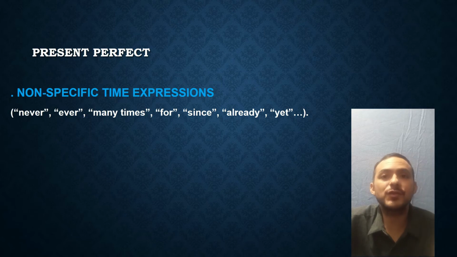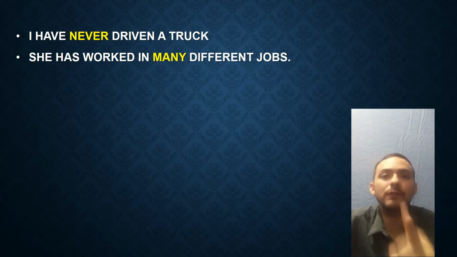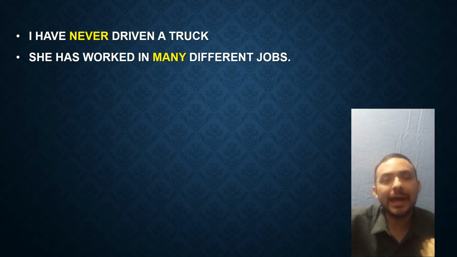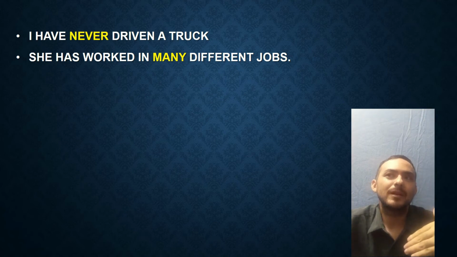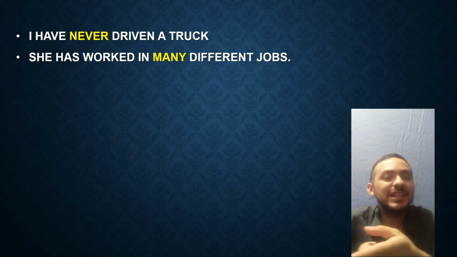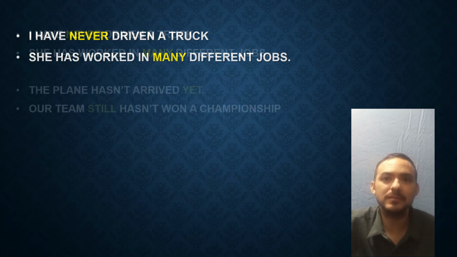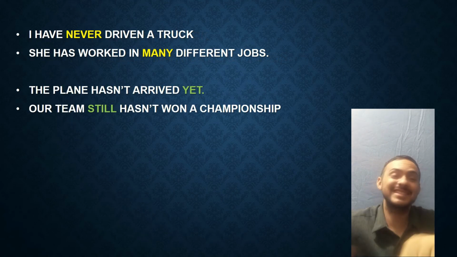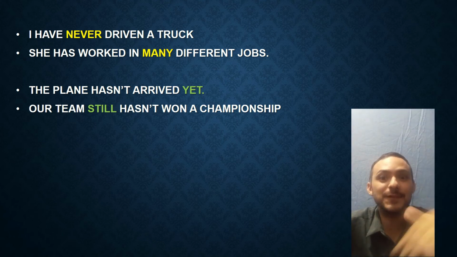Example, I have never driven a truck. Never: you have to write it after the auxiliary have, but before the participle verb. Okay, she has worked in many different jobs. The plane hasn't arrived yet. Okay, let's continue because the time is over and I need to finish this class.